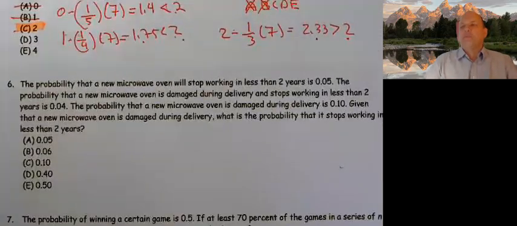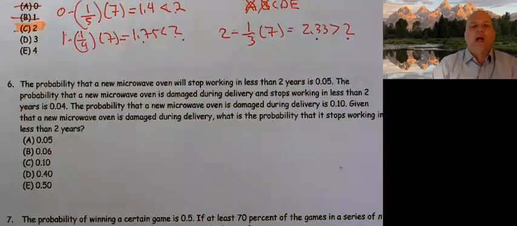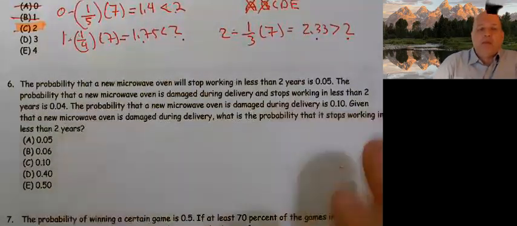All right, moving on to number 6. And by the way, that's a challenging problem as far as I'm concerned. Problem number 6: the probability the new microwave oven will stop working in less than 2 years is 0.05. The probability the new microwave oven is damaged during delivery and stops working in less than 2 years is 0.04. The probability the new microwave oven is damaged during delivery is 0.1. Given the new microwave is damaged during delivery, what is the probability it stops working?